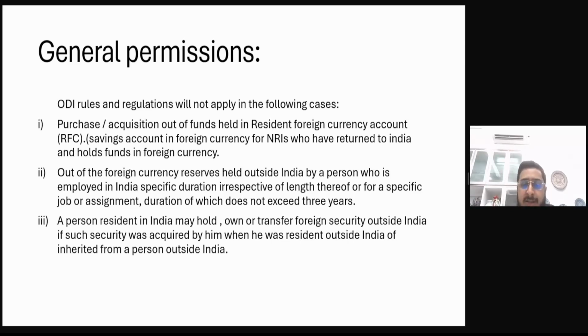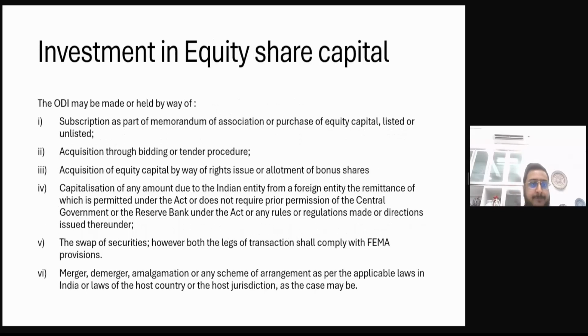Or out of the foreign currency reserves held outside India by a person who is employed in India for a specific duration irrespective of the length thereof, or for a specific job or assignment duration which does not exceed 3 years. Because a person resident outside India who comes to India and has held his foreign currency reserves outside India comes under general permission. A person resident in India may hold, own, or transfer foreign securities outside India if such security was acquired by him when he was a resident outside India or inherited from a person resident outside India.